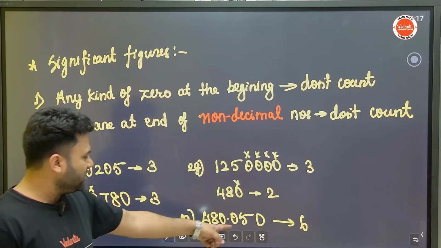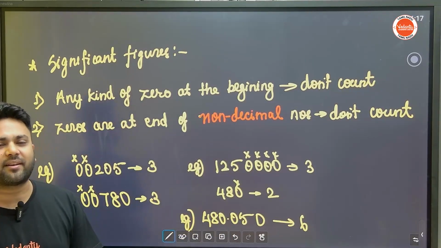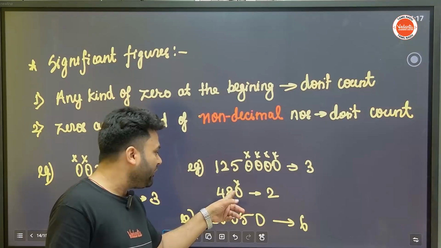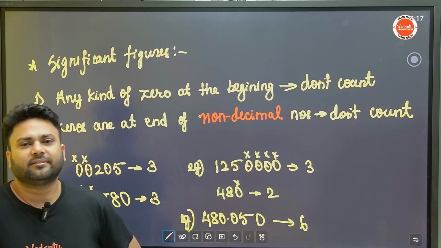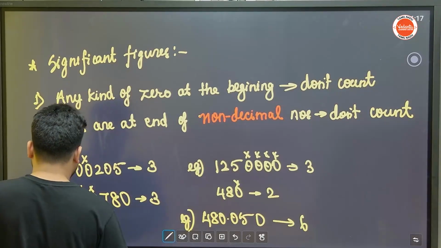You will say, sir, 0 is at the end. Yes, it is at the end, but of decimal number. This is decimal number. If 0 is at the end of non-decimal number, then don't count. Correct? So these are the significant figure rules.